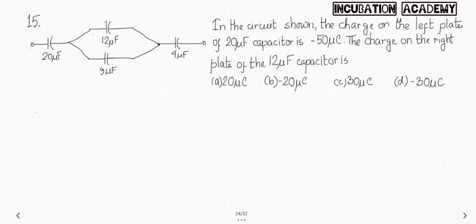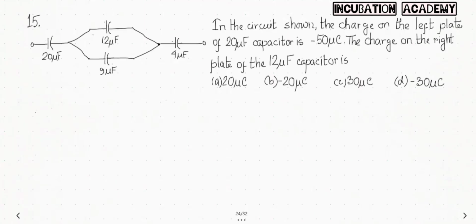Welcome all of you. The question shown on the screen comes in the CBSE 2025 grade 12 physics paper, set 3. First question. In the circuit shown, the charge on the left plate of the 20 microfarad capacitor is minus 50 microcoulomb. The charge on the right plate of the 12 microfarad capacitor is: 20 microcoulomb, minus 20 microcoulomb, 30 microcoulomb, or minus 30 microcoulomb.